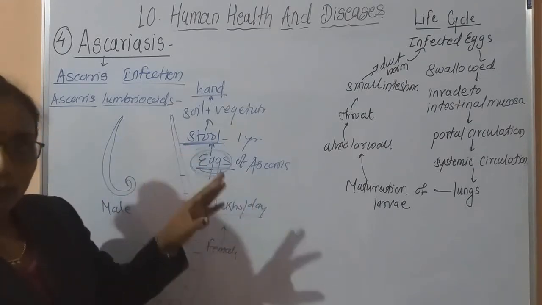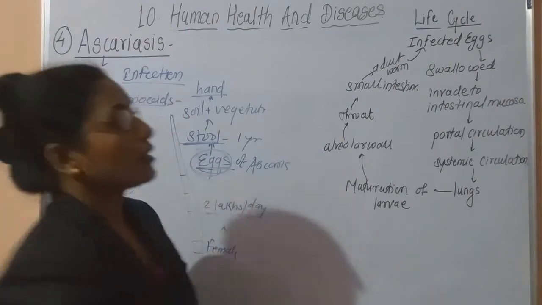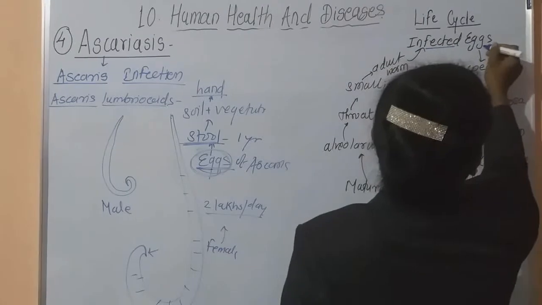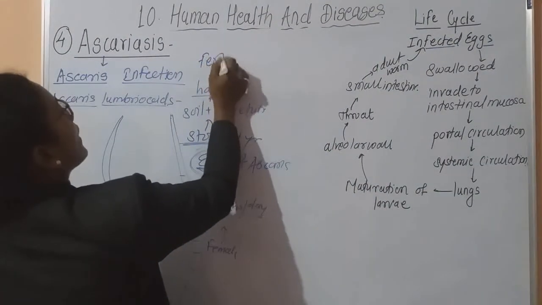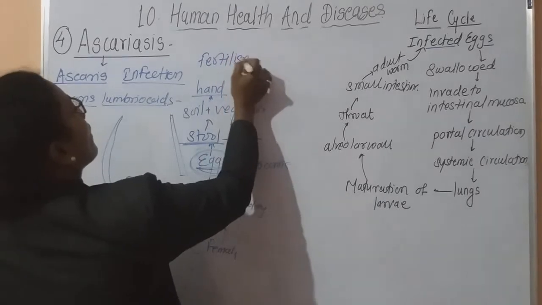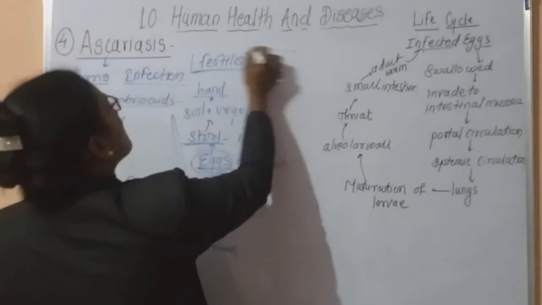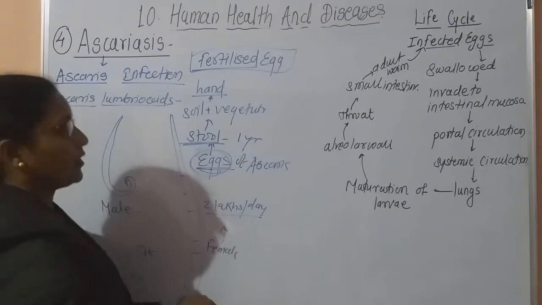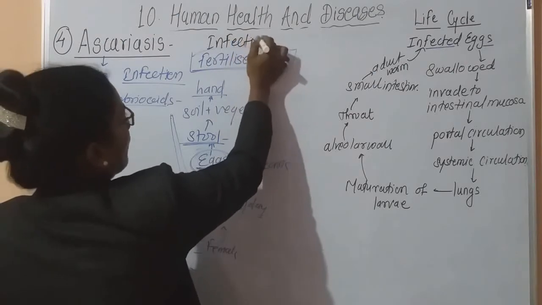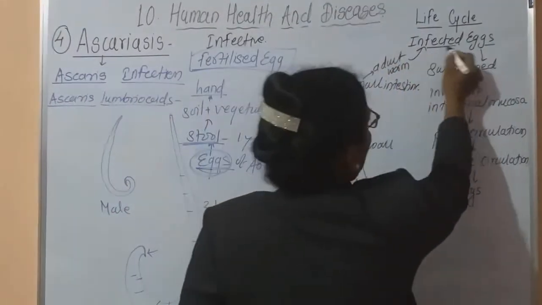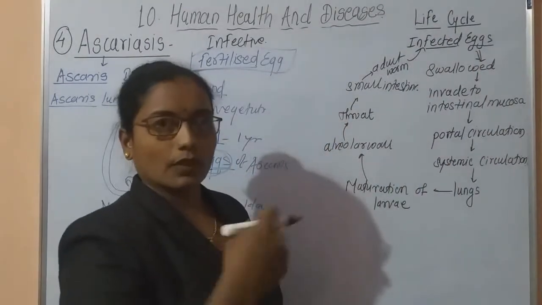Okay, then what happens, when we use such infected hands for eating, these infected eggs, that is fertilized eggs, are infective. In this there are also two types, fertilized eggs and unfertilized eggs. Which eggs are infective? Fertilized eggs are infective. Okay, and such infected eggs get swallowed with the help of our hand.